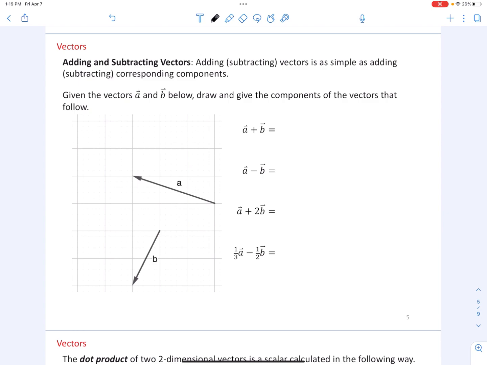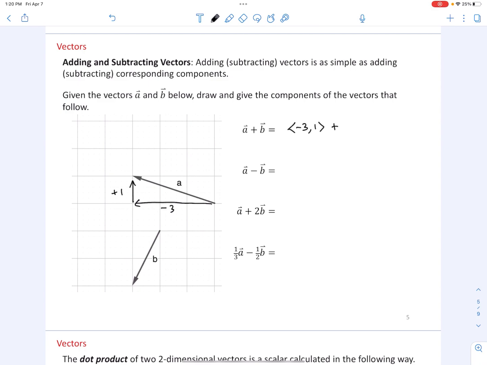Adding or subtracting vectors is as simple as adding or subtracting corresponding components. Given the vectors a and b below, draw and give the components of the vectors that follow. All right, first of all, we have two vectors being added, vector A plus vector B. Let's go ahead and find the individual components of these two vectors. Vector A would be you go to the left 3 units, and then you would go up 1 unit. Then the components of vector A are -3, 1.